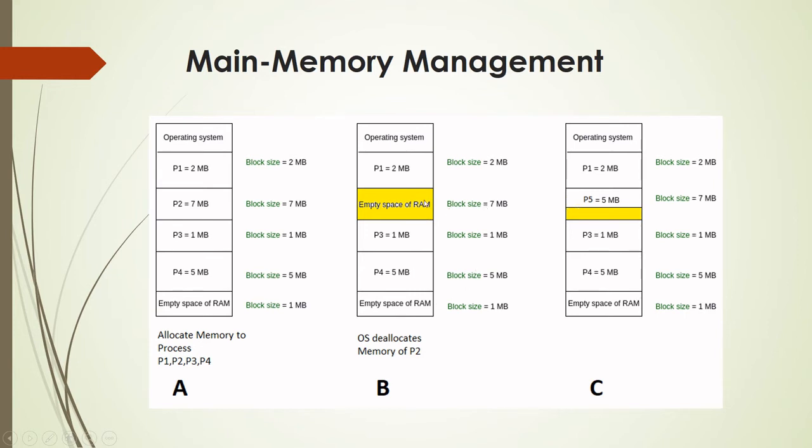So those are the three activities: allocate, deallocate, tracking up to which point the process is allocated, and whenever a free space is available, deciding which of the empty spaces the process should occupy. So that is the function of memory management.